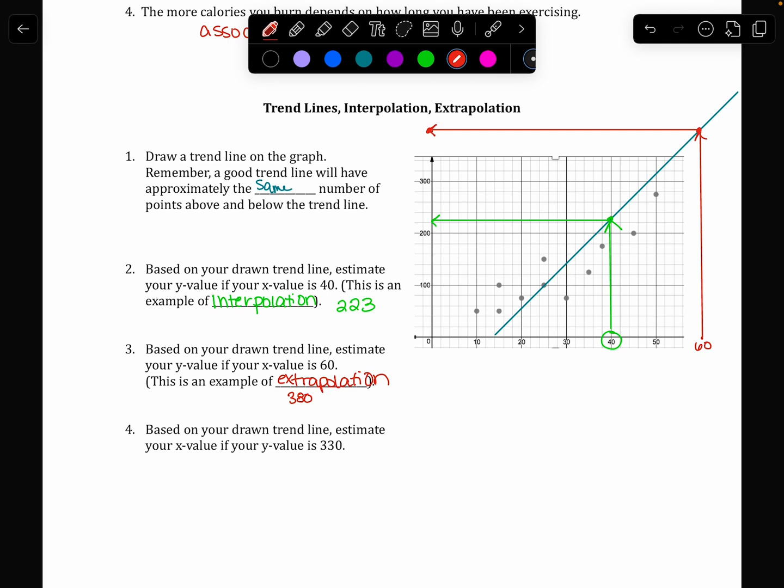I'm having to look at data outside of my graph. I'm using my trend line, but I'm looking at data outside of my graph.